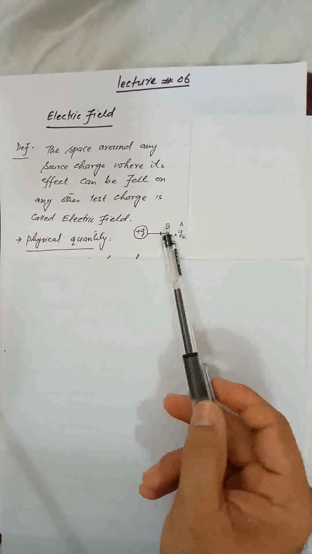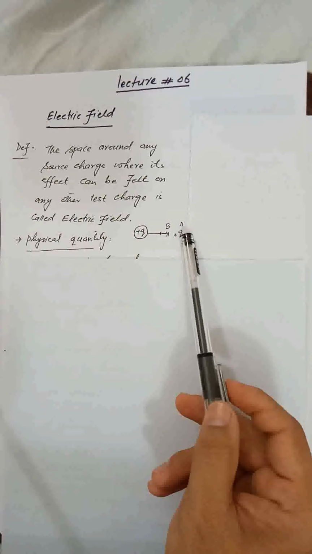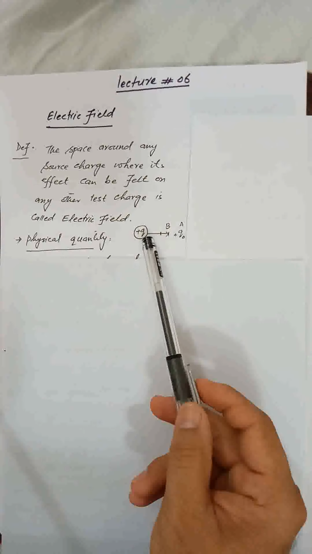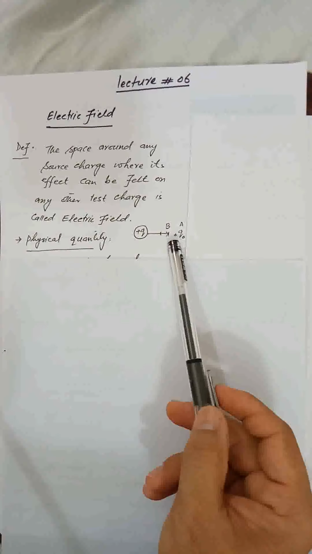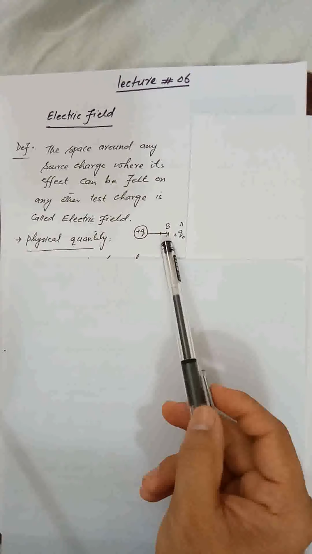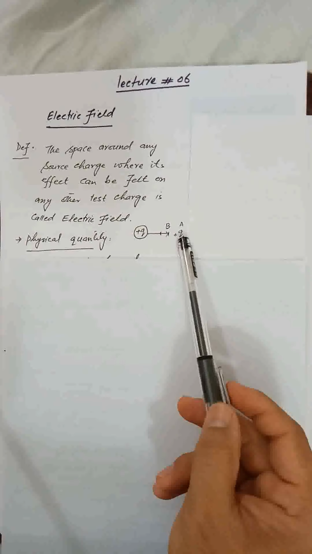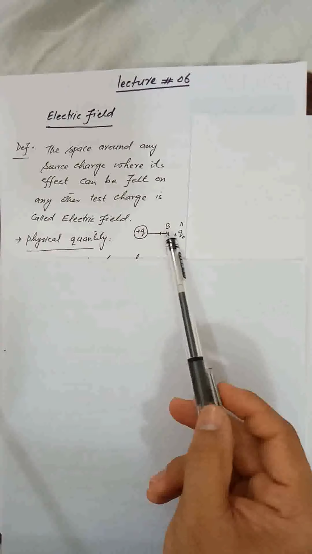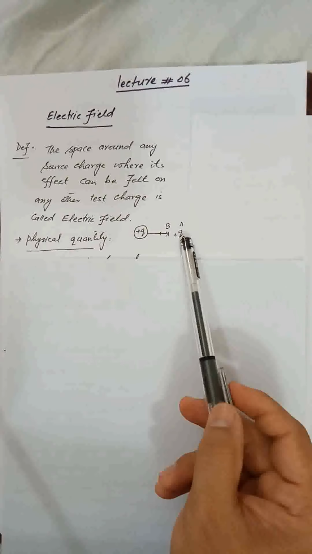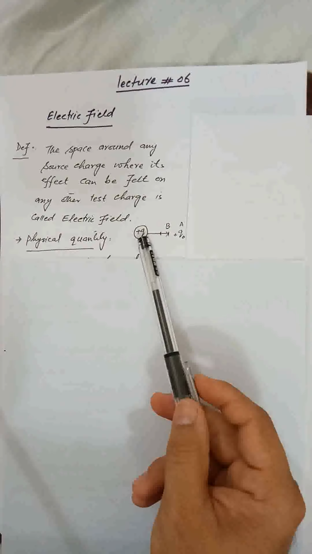This point A is outside this field, so there will be no force on this test charge due to this source charge. But if we bring this test charge towards the source charge, then this source charge will exert force on the test charge. Here a question arises: why will the source charge apply force on the test charge? Because both the charges are positive.